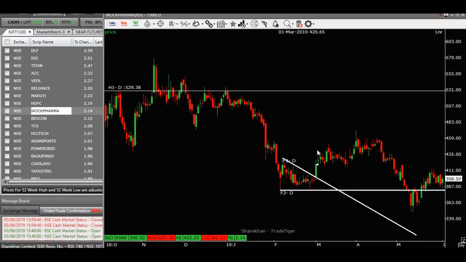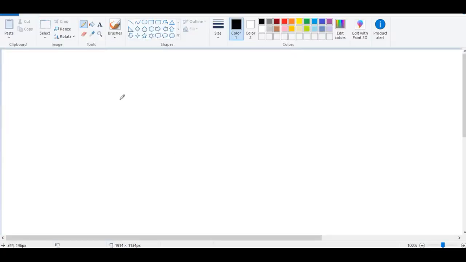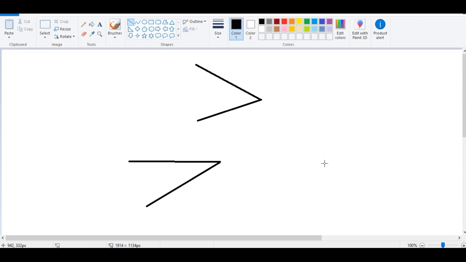So let's cover triangle patterns now. We have three different types of triangles. One is called the symmetrical triangle. Second one is called the ascending triangle. And third one is the descending triangle.